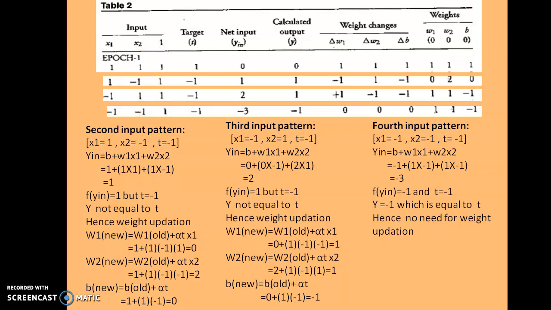We have to stop the algorithm when all the weight updations become 0. For one complete epoch, if the weight updation is nil, we can stop the algorithm, or you can restrict the algorithm until you reach the number of epochs as 100 or 200. Now we try for the second epoch.